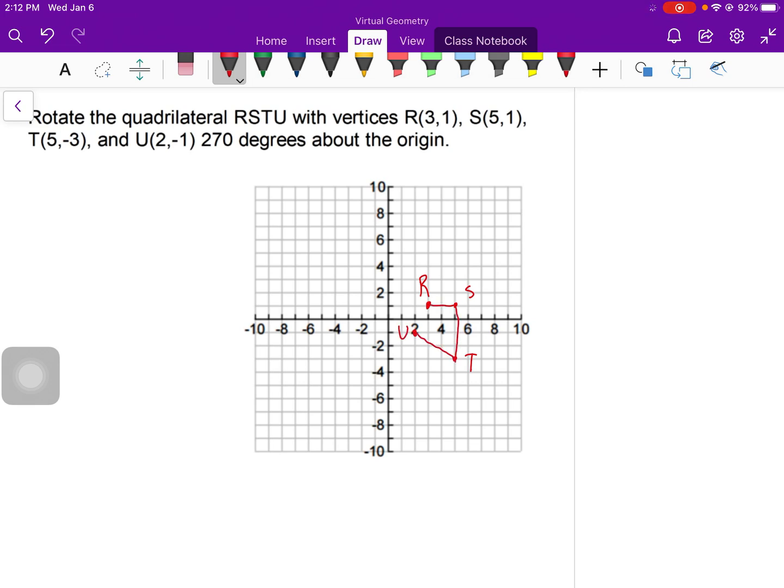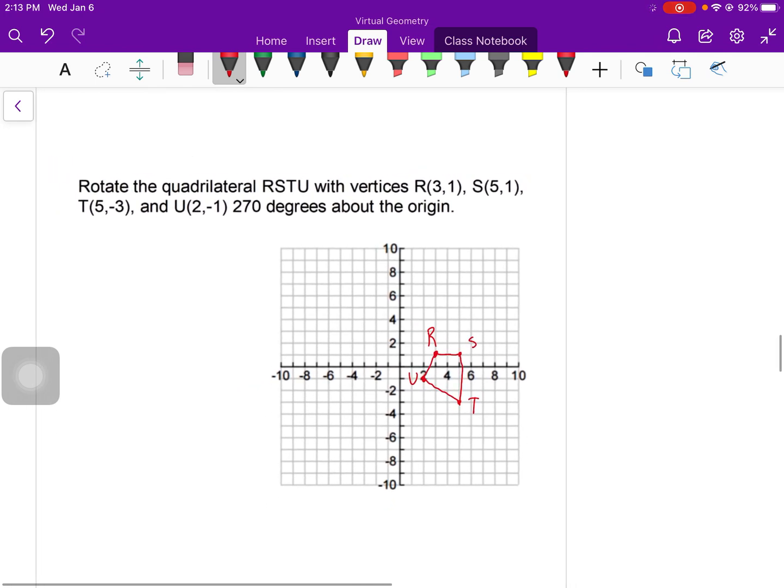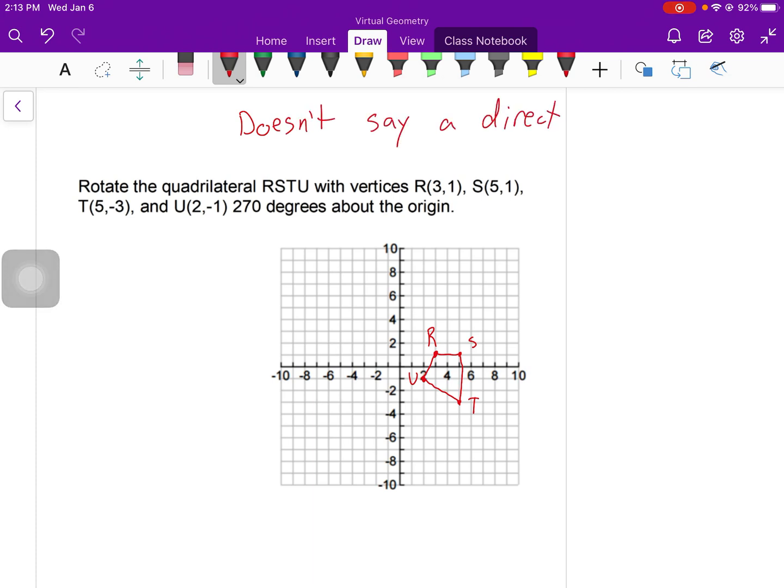So RSTU, we have that. All right. So if I want to rotate this thing 270 degrees about the origin, it doesn't tell me a direction. If it doesn't say which direction, that is always going to mean counterclockwise. If it does not specify a direction, the assumption is it's going counterclockwise. So I need to move each of the points.